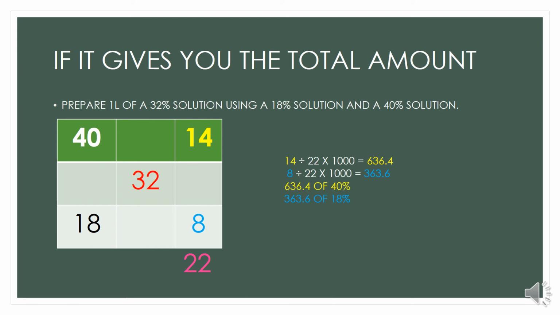So when I do 14 divided by 22 times 1000, I get 636.4 mLs. And then when I do the same thing to my low, 8 divided by 22 times 1000, I get 363.6 mLs. So I need 636.4 mLs of the 40% and 363.6 mLs of the 18% to make 1,000 milliliters or 1 liter of 32% solution.